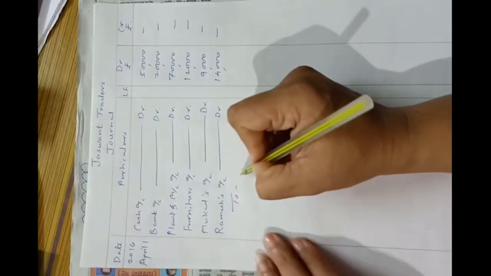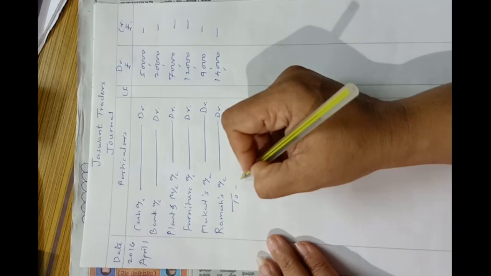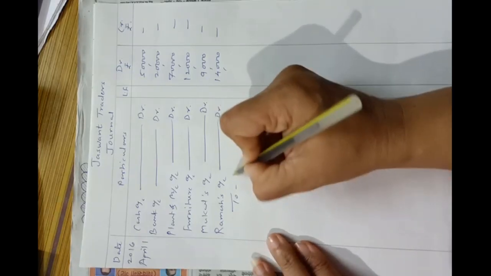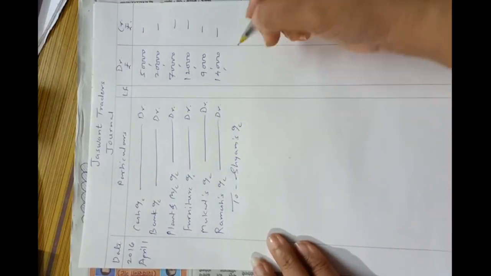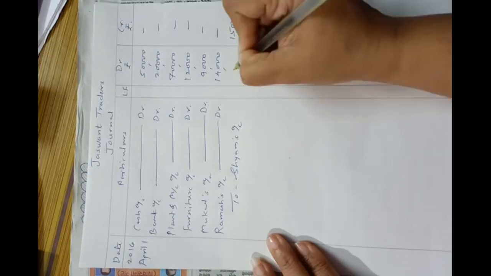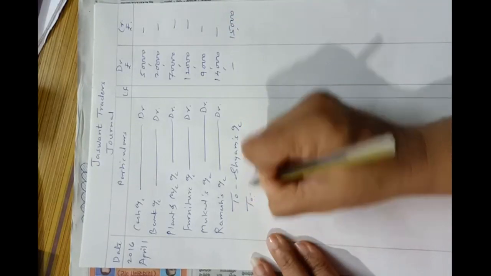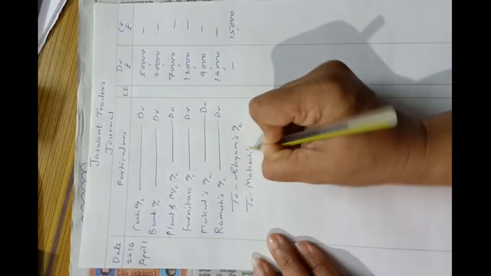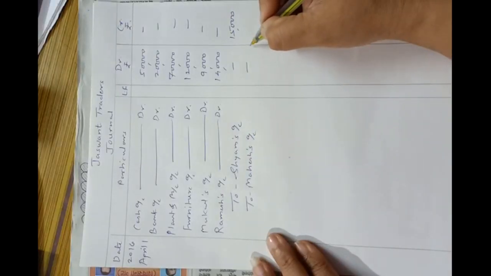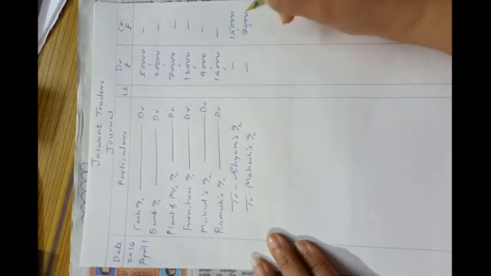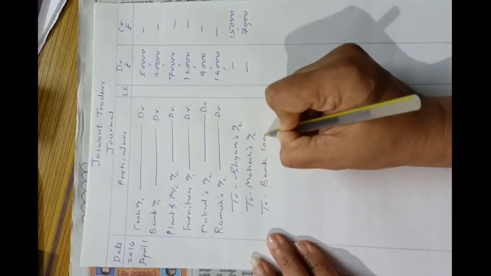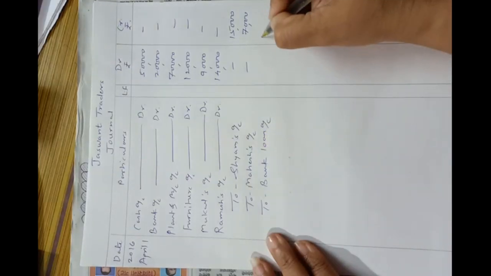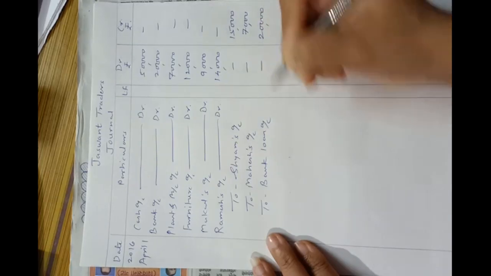2. All liabilities one by one. Sham and Mahesh, two creditors are given. So Sham's account, amount is 15,000. To Mahesh's account, amount is 7,000. Then to bank loan account, amount is 20,000. And the difference we have calculated on this rough page.